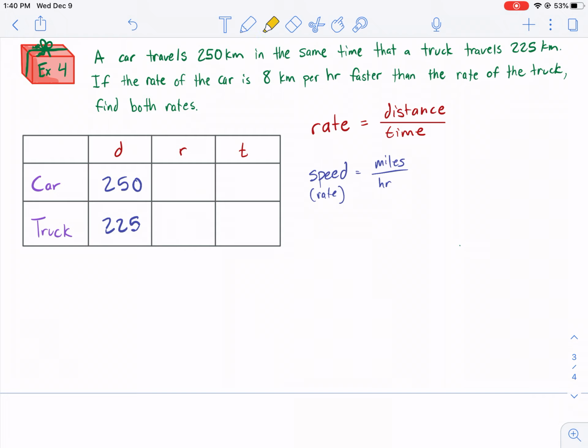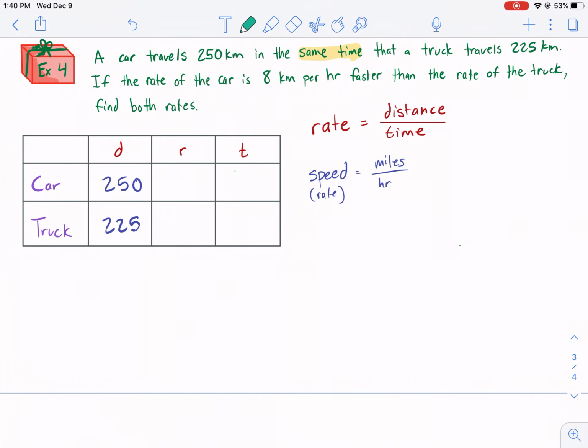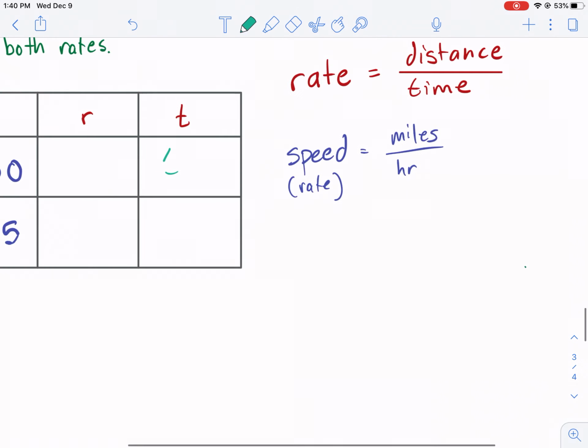Now, here's another key piece of information. We say same time that the truck travels 225 kilometers. What does that mean? Same time means we're having the same amount of time pass. So if we have a variable here, we could say this is t, but we're only going to keep it temporarily because it's the same. Both these times are the same.